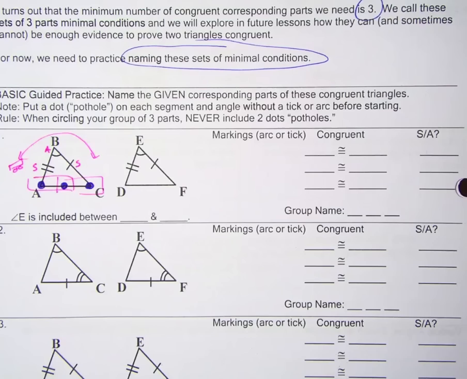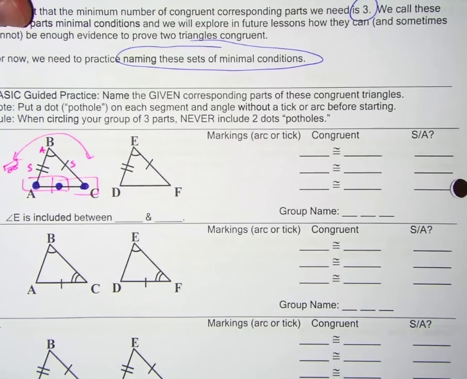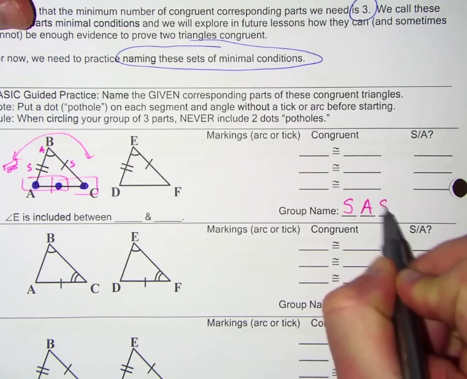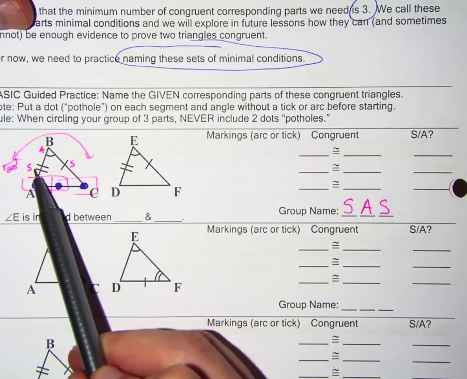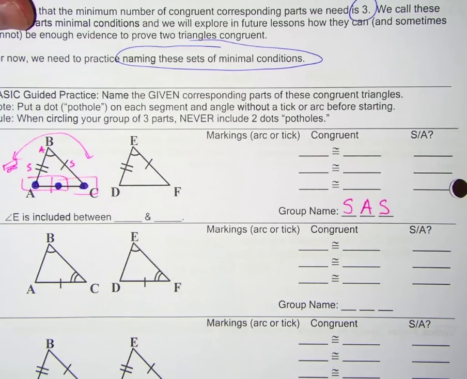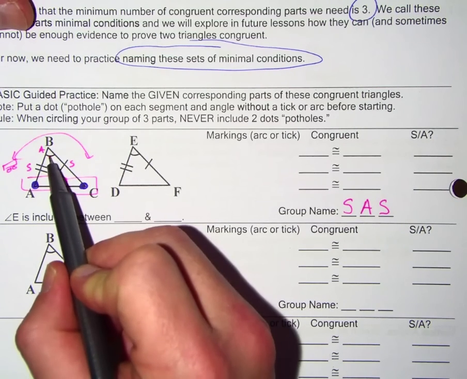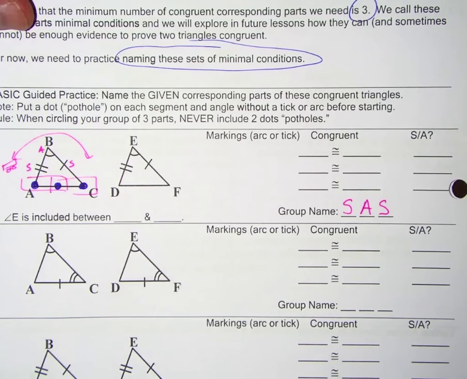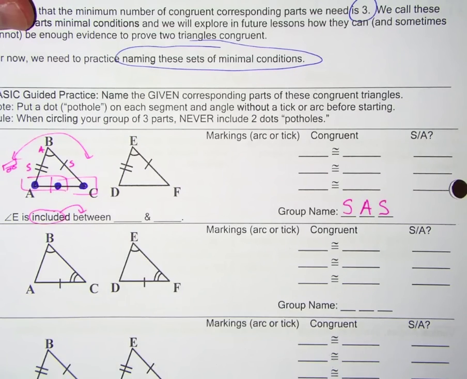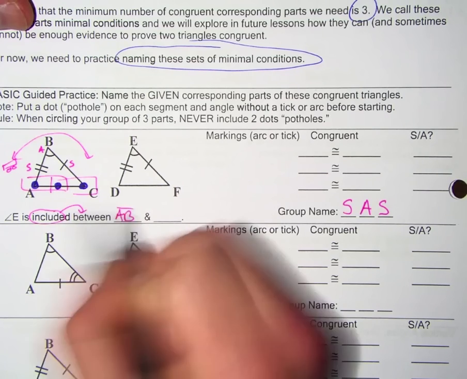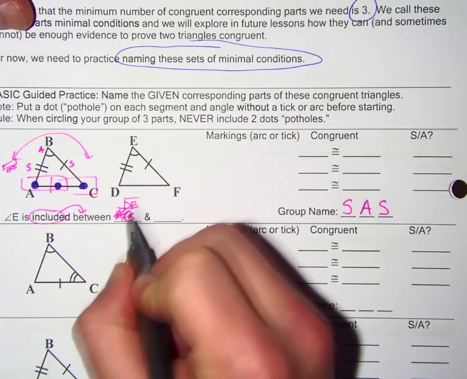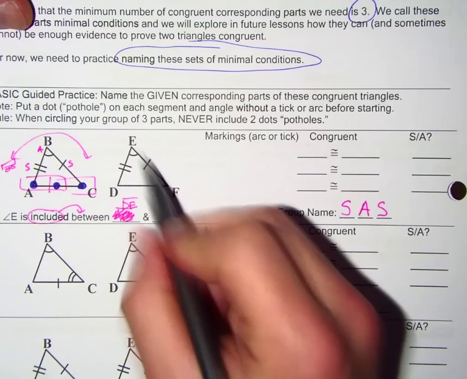So, what do you actually have for your minimal conditions? In this case, your group name is side, angle, side. You were given a pair of sides congruent, a pair of angles congruent, and a pair of sides congruent. Notice the angle is included between the two sides. So the word included here means between. And E is between segment DE and also segment FE.